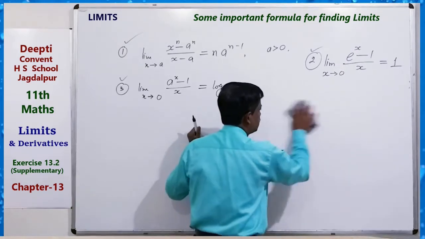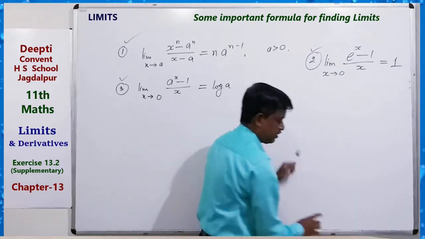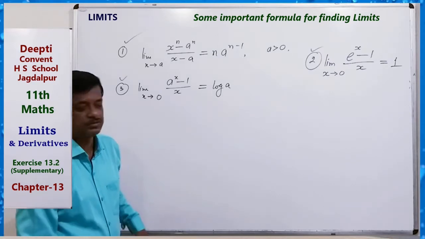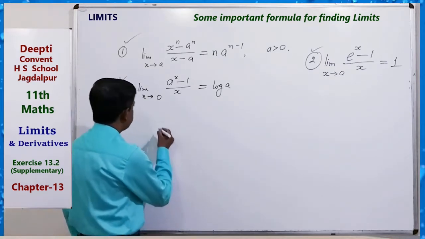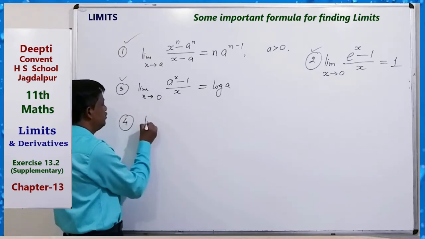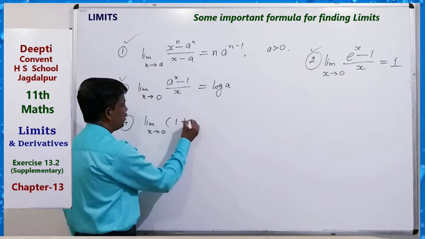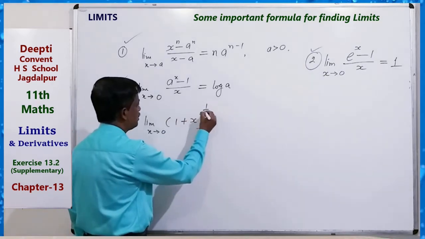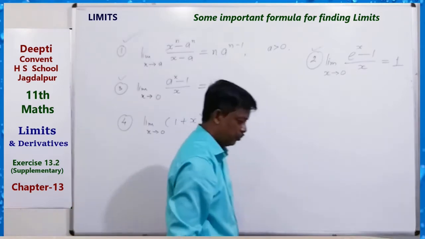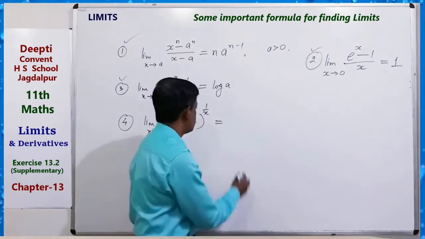Now the fourth formula is, we just know the binomial theorem. All the formulas of the given list use the binomial theorem. Here, fourth: limit x tending to 0 of (1 plus x) to the power 1 by x, its value is the exponential e.